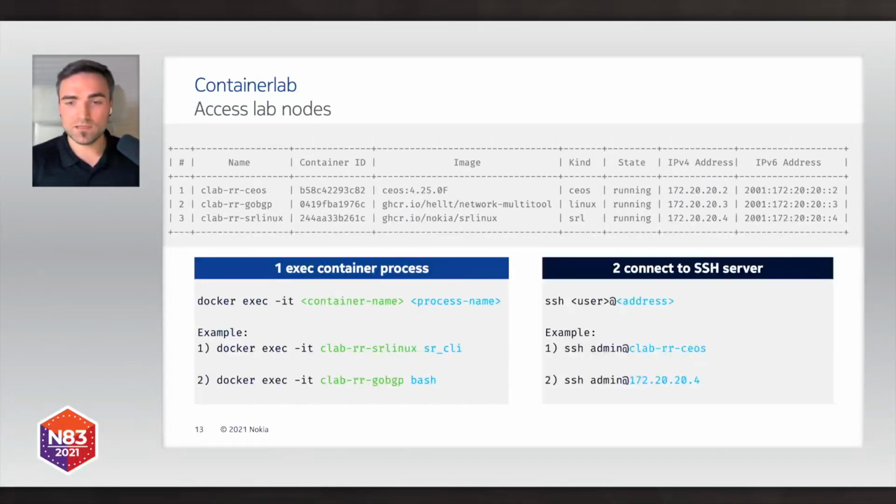For network operating systems such as cEOS, SR Linux, VMX, what have you, you of course can use SSH and connect to the SSH server that these images run. To do that, you use the SSH command, of course, and you can use either the name that the container has, such as clab-ceos in the example number 1 on the right-hand side, or you can use the IP addresses that ContainerLab assigned to the nodes. That's how easy it is to connect to the nodes that have been deployed.